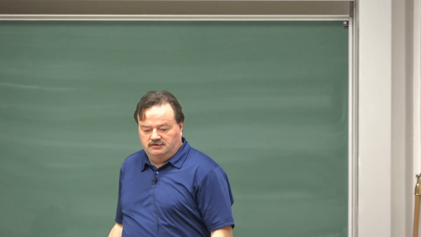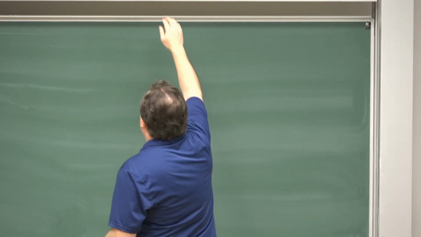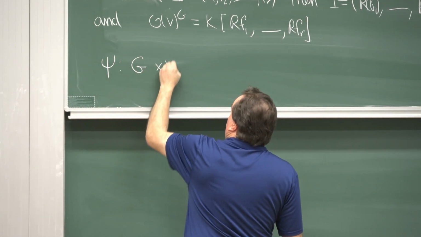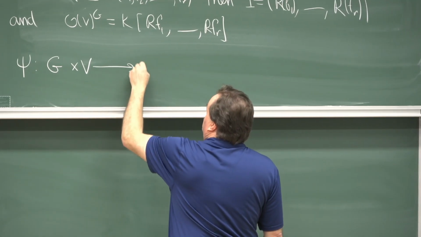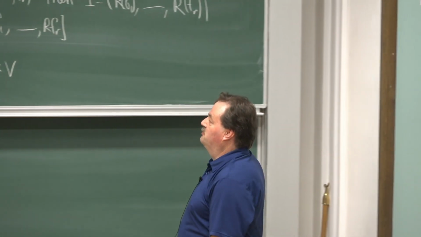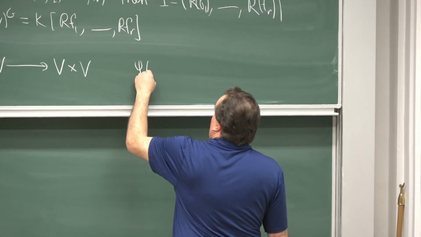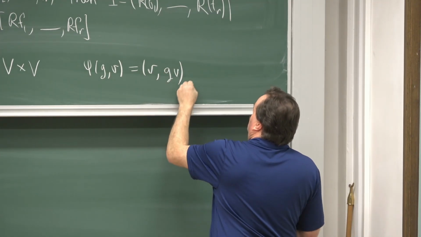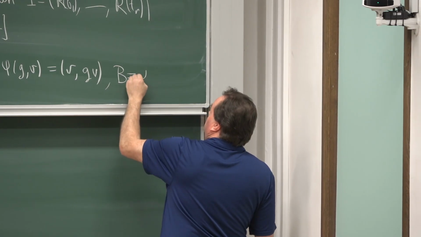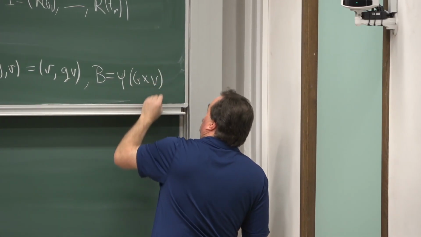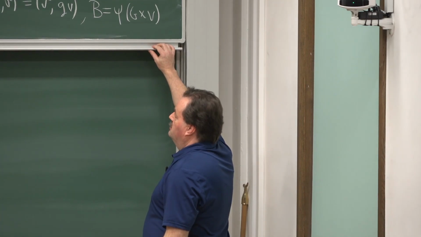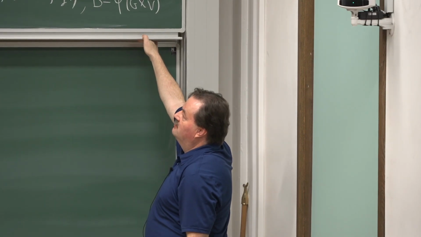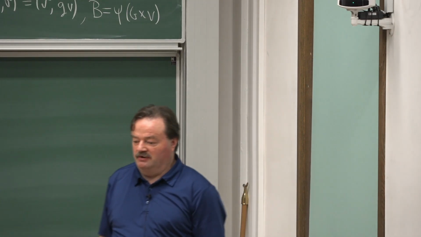Now to do that, we have to look at the following map. G times V goes to V times V. It's sometimes called the graph of the action. It's defined by phi(g, v) = (v, gv). And let B be the image of this map. This image may not be a variety. It may not be closed. It's like a constructible set a priori.